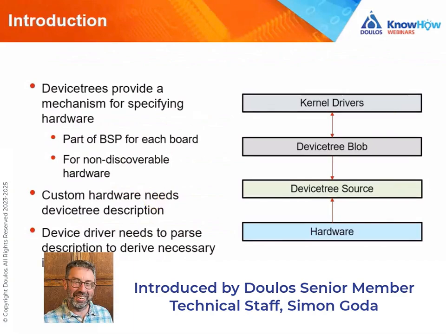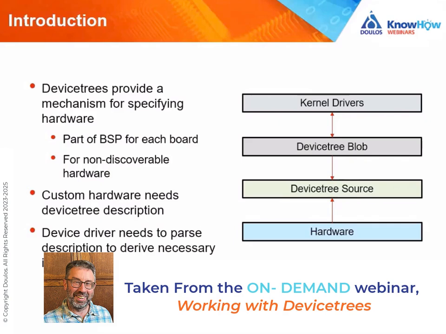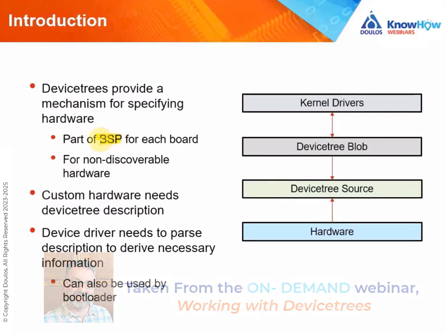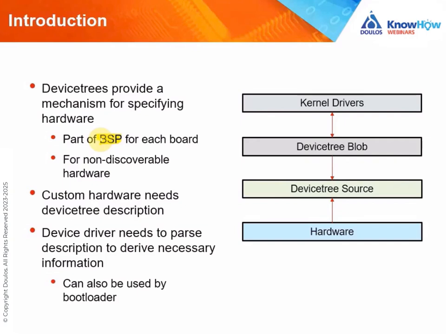So device trees are the mechanism that's used for specifying the hardware. And so when we're working with a particular target platform, we have a BSP, a board support package for a board, and the device tree is the main part of that board support package. It allows us to describe the hardware. And so this is for the hardware which is what we could call non-discoverable.